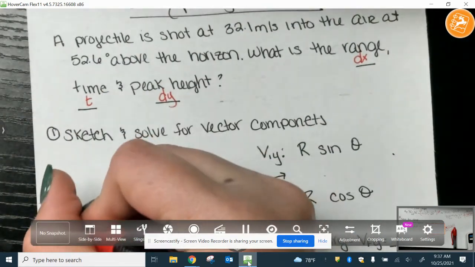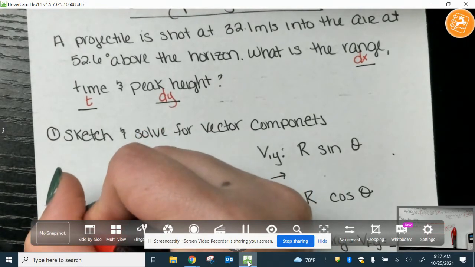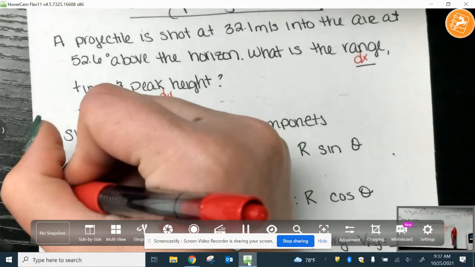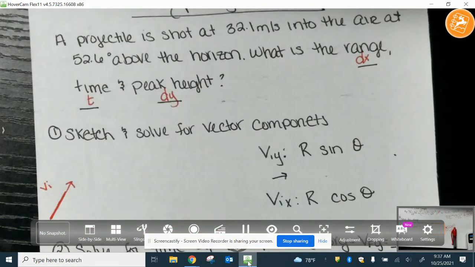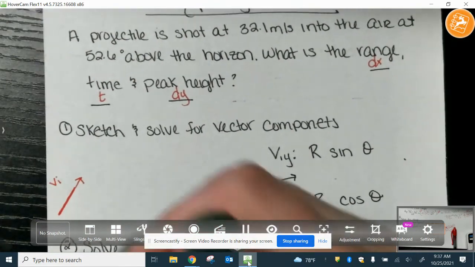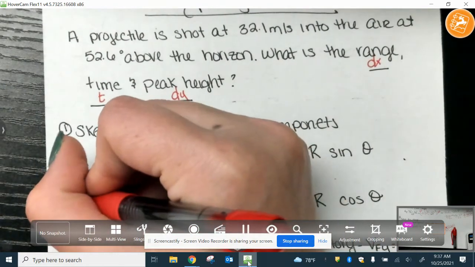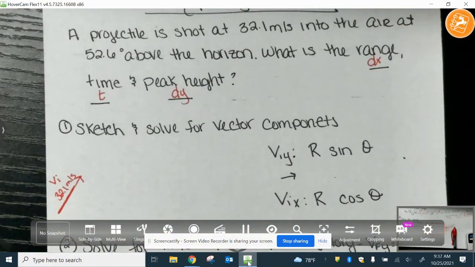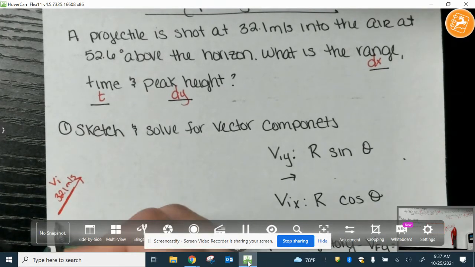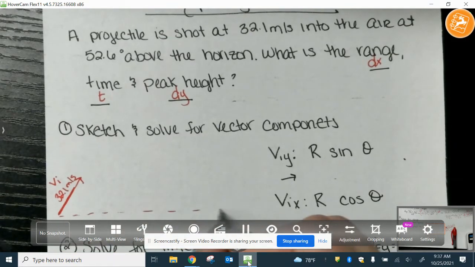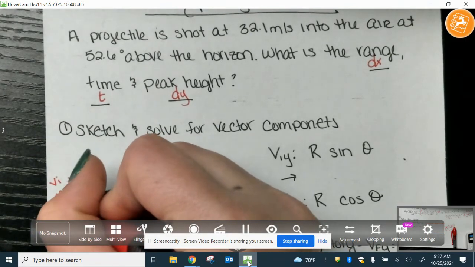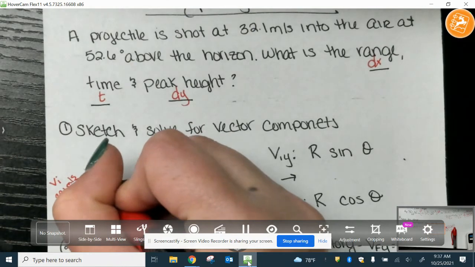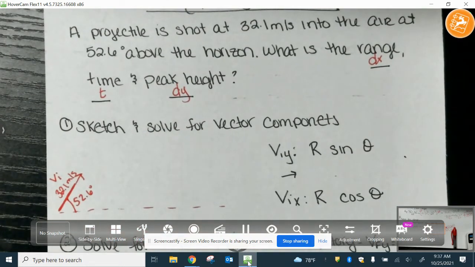So our projectile is shot in the air, so it has an initial velocity of 32.1. That comes from the problem. And it's shot at 52.6 degrees above the horizon. So it looks like this.